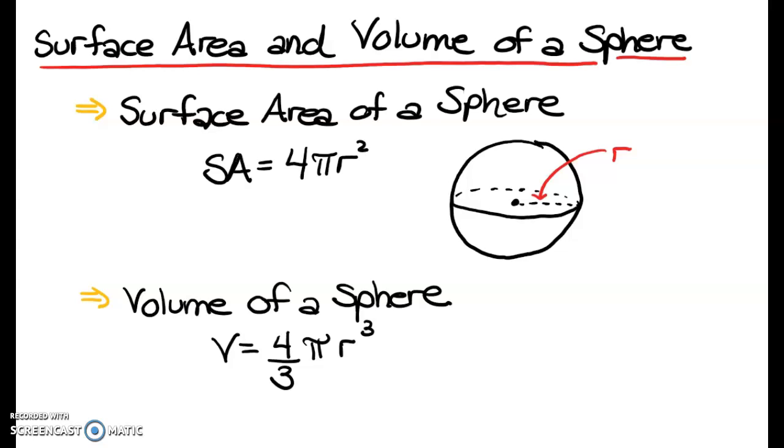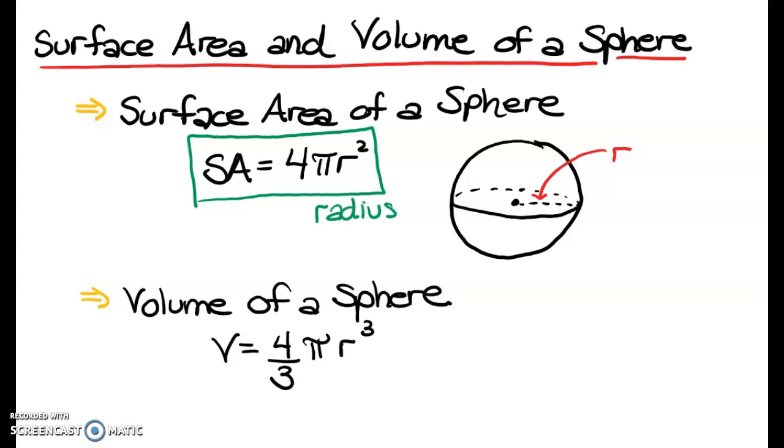In this video, we're going to take a look at finding the surface area and the volume of a sphere. So to find the surface area of the sphere, we're given a formula. Surface area equals 4 times pi times r squared. So for this formula, you have to have the radius of your sphere.